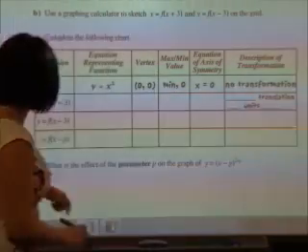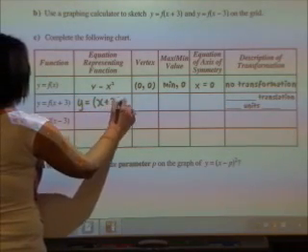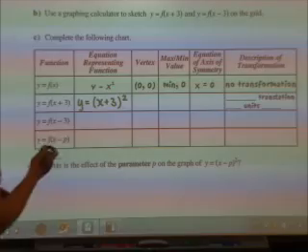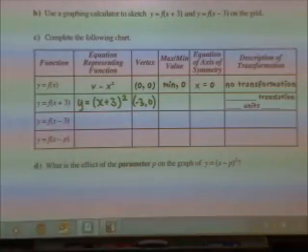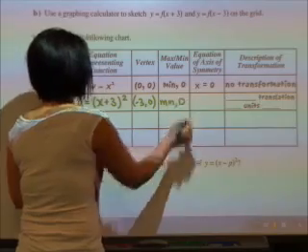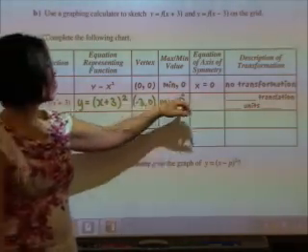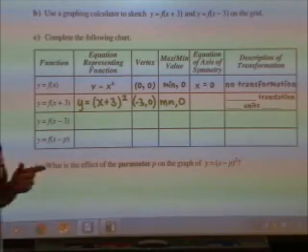So in the first one, my equation would be y equals (x plus 3) all squared. Where is the vertex of this graph? Does this have a minimum or a maximum? A minimum. And what is the value of the minimum? 0. The value of the minimum is the y value of the vertex. What is the equation of the axis of symmetry? x equals -3. Right.